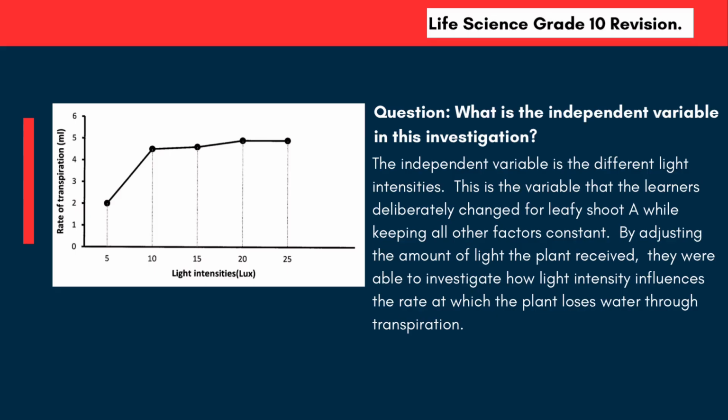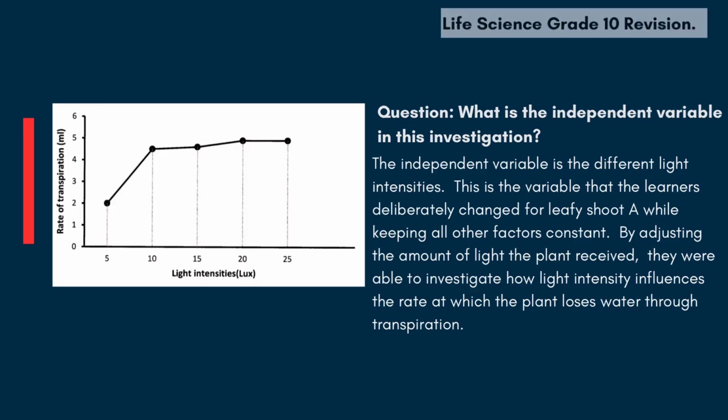This is the variable that the learners deliberately changed for the leafy shoot, while keeping all other factors constant. By adjusting the amount of light the plant received, they were able to investigate how light intensity influences the rate at which the plant loses water through transpiration.